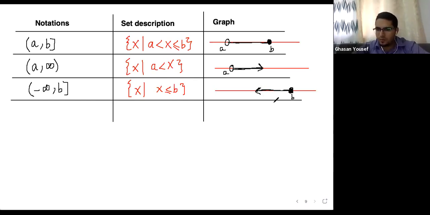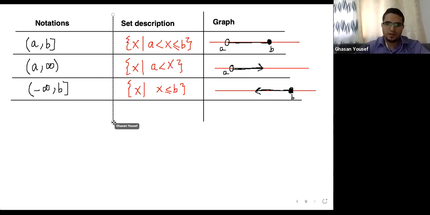I get the question: open circle on the left, closed circle on the right. I mean, an open circle is when the interval is open, A is not included, that's why it's open. But when it's included, it will be closed. Okay? Make sense? Okay.